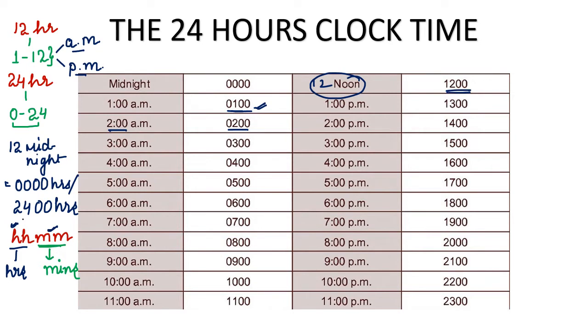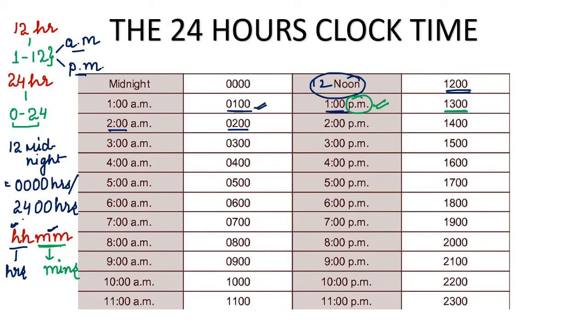Now, when the time starts repeating itself, we again get 1 o'clock, but this is the time in the day, that is 1 PM. Now we got the time 1 PM, that is 1 in the afternoon. Now we will write 1 PM as 1300 hours.